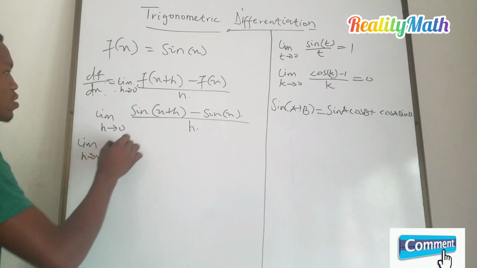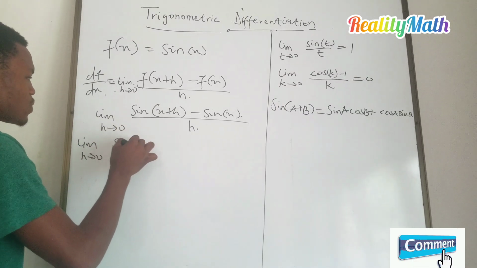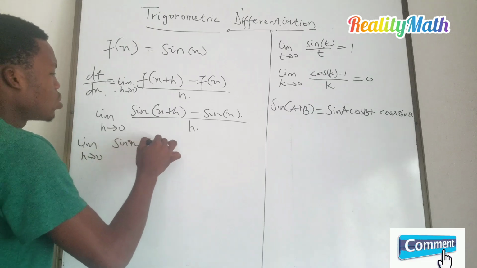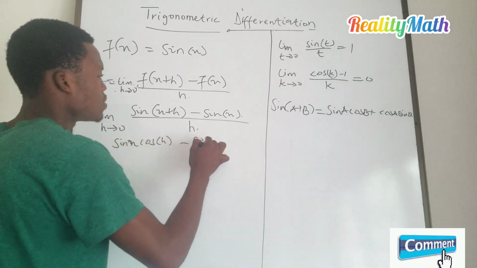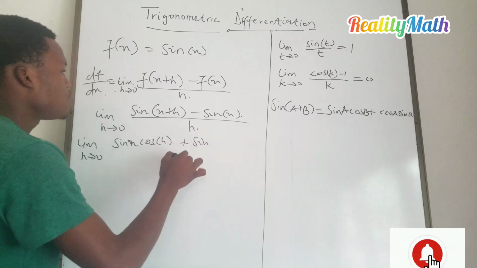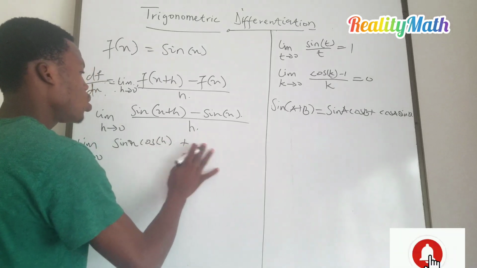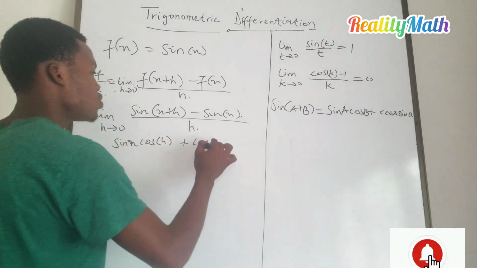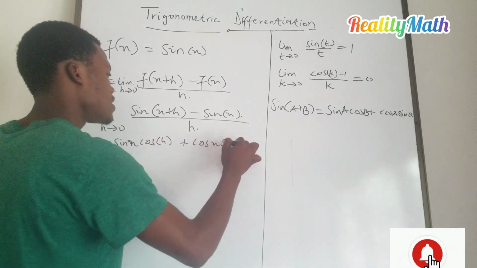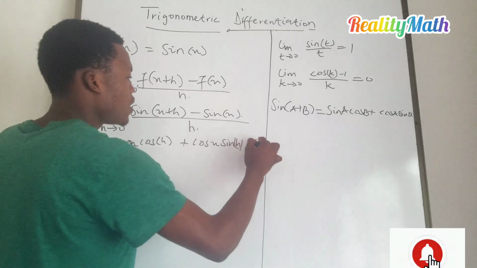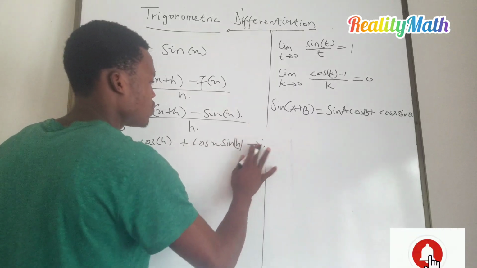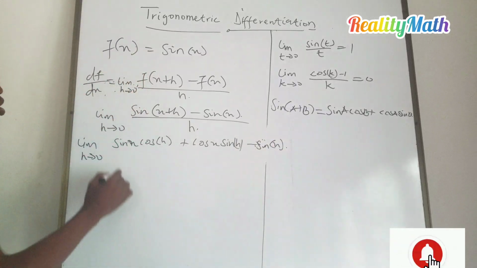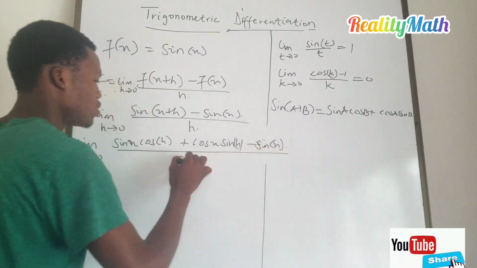So from that, we can deduce that we have the limit as h approaching 0 of sine x cos h plus cos x sine h, minus sine x, all over h.